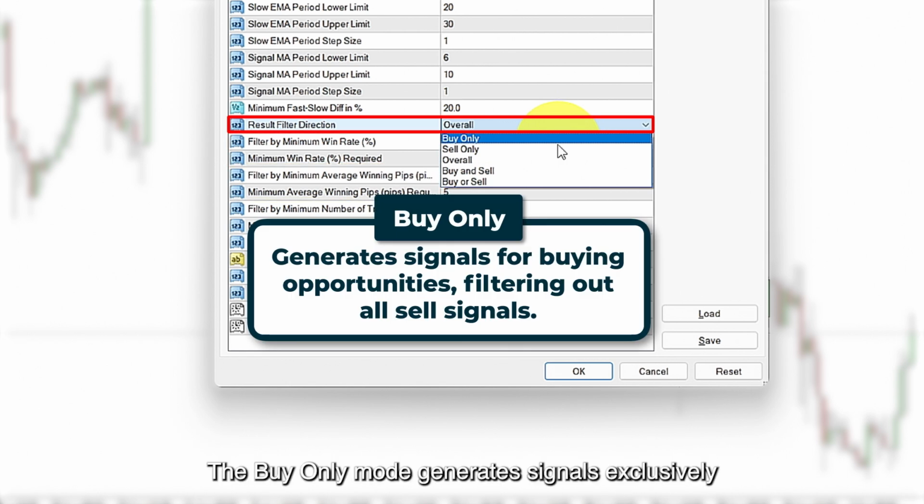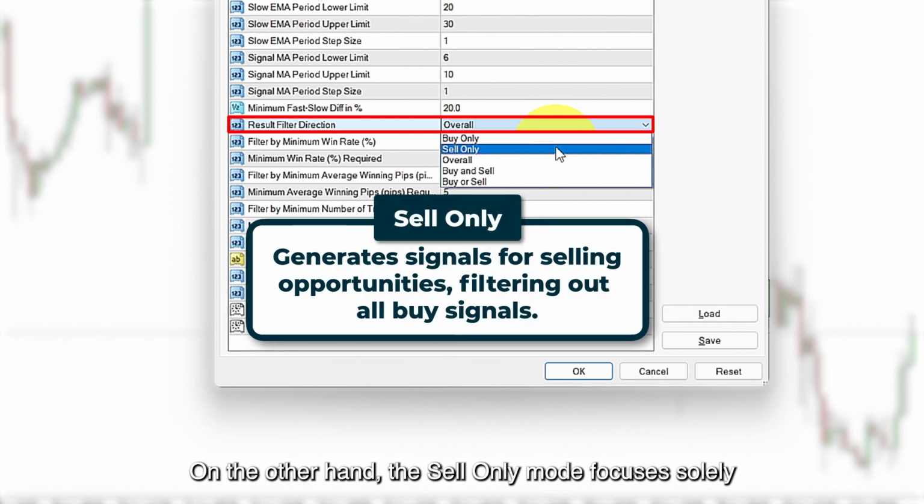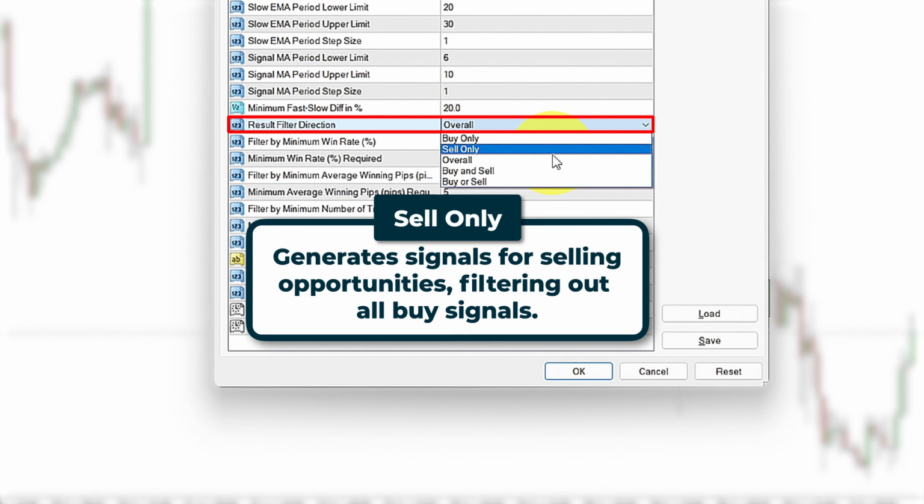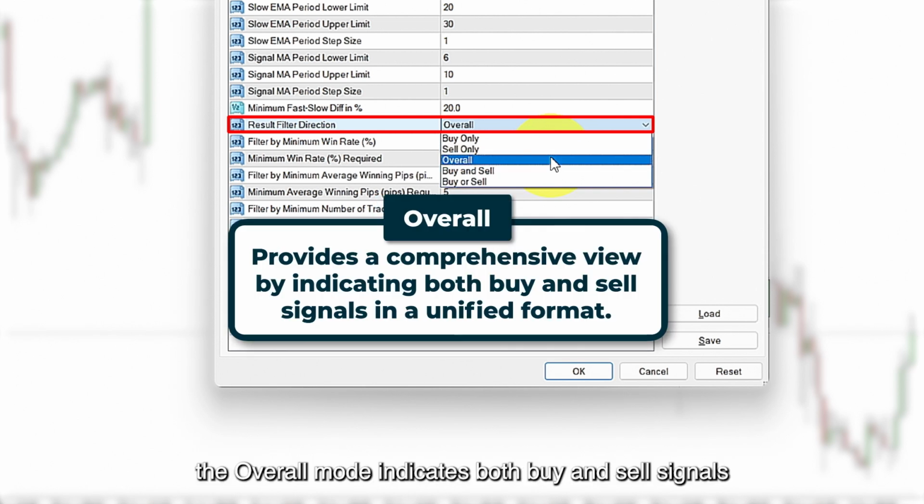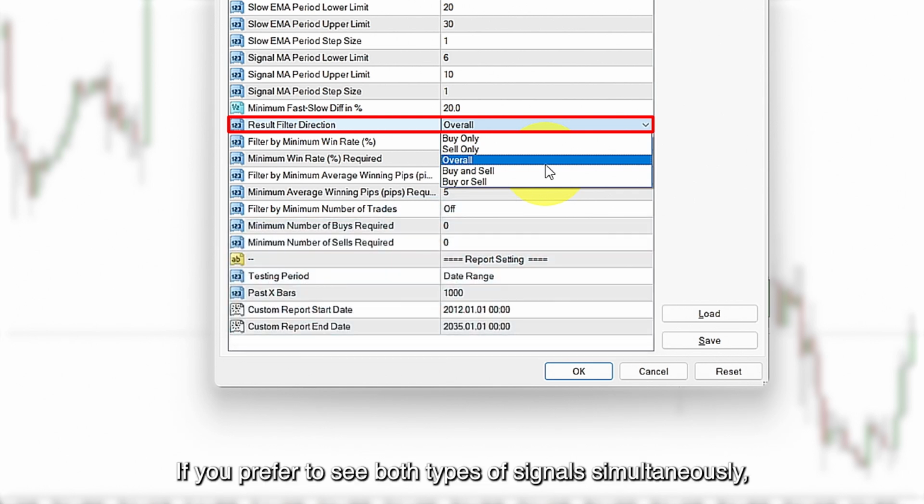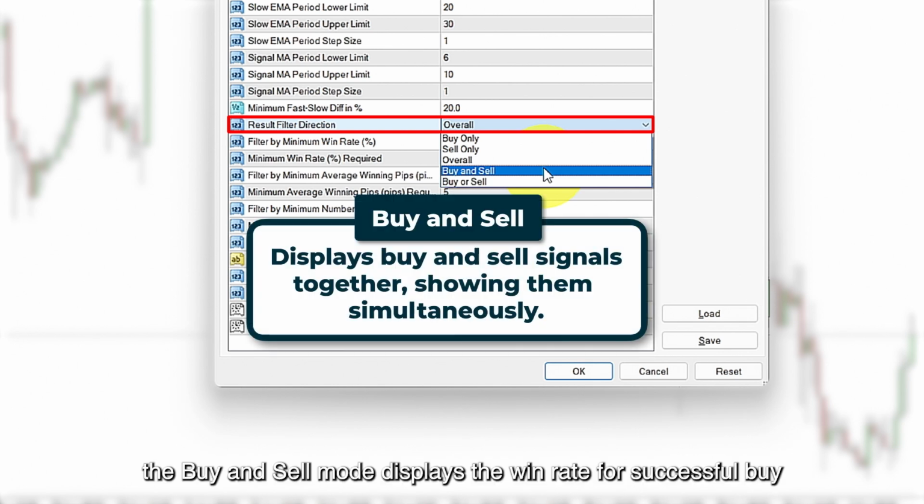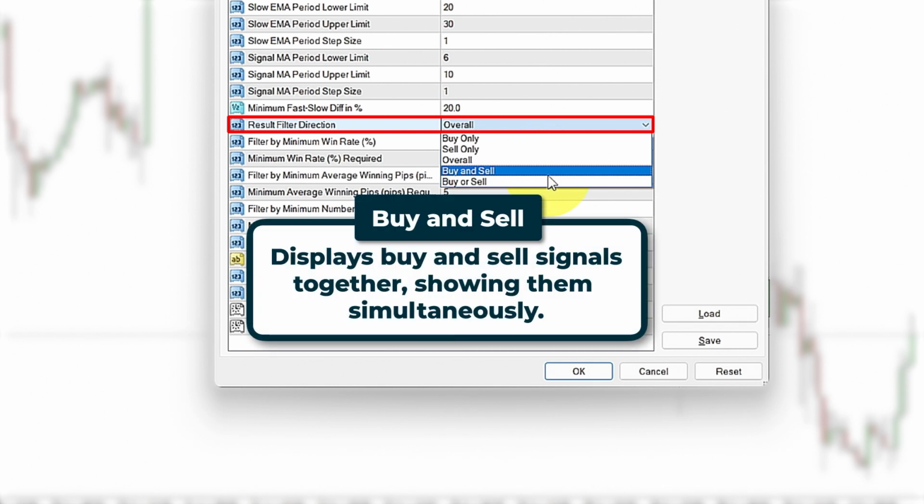The buy-only mode generates signals exclusively for buying opportunities, filtering out all sell signals. On the other hand, the sell-only mode focuses solely on selling opportunities, excluding buy signals. For a comprehensive view, the overall mode indicates both buy and sell signals by calculating the average win rate of both. If you prefer to see both types of signals simultaneously, the buy and sell mode displays the win rate for successful buy and sell trades together.